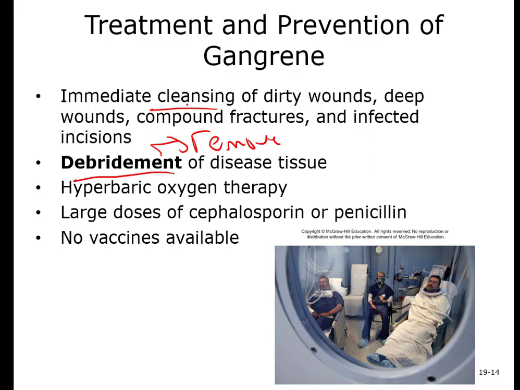Another thing we can do, because Clostridium are strict anaerobes, is place the patient into a hyperbaric oxygen chamber, which basically just shoots oxygen at the site of the infection to help kill off any bacteria that are still there. Large doses of antibiotics such as cephalosporin or penicillin may be effective at killing the vegetative cells. There's no vaccine for Clostridium perfringens, but luckily it's pretty rare in the United States.